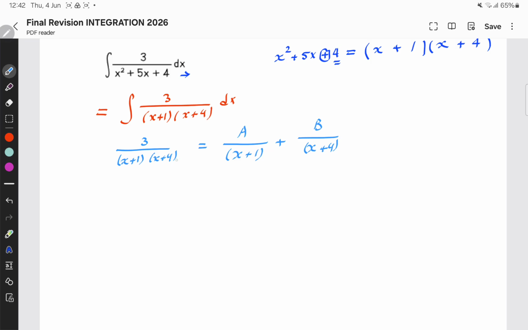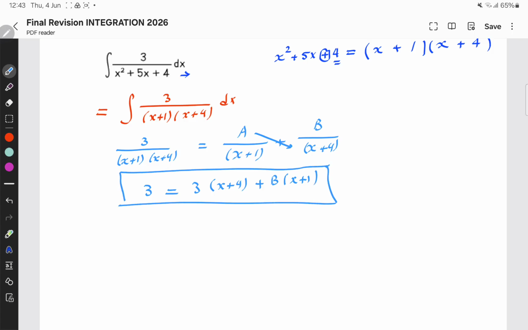Now to remove this denominator, we just multiply all by the original denominator, x plus 1 times x plus 4. So we will get that 3 is equal to A times x plus 4 plus B times x plus 1, all of that. That is the most important identity.